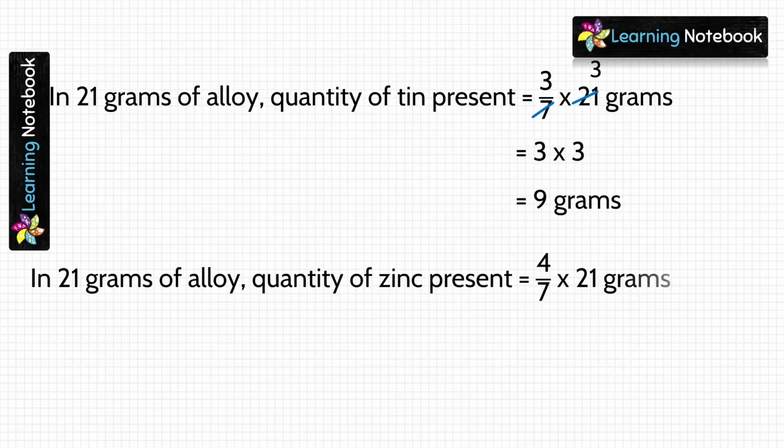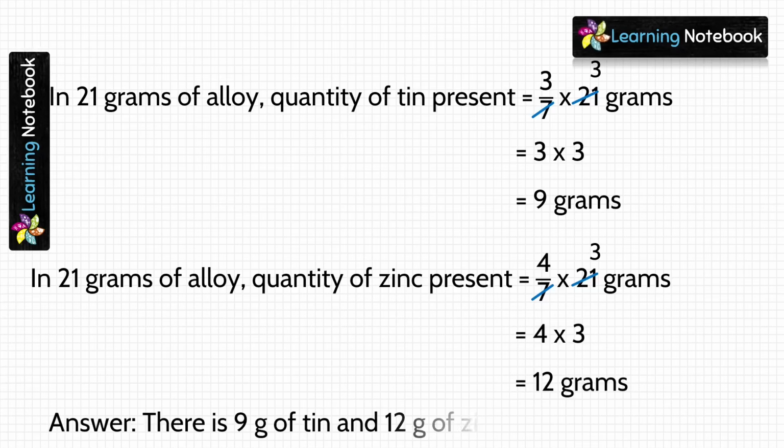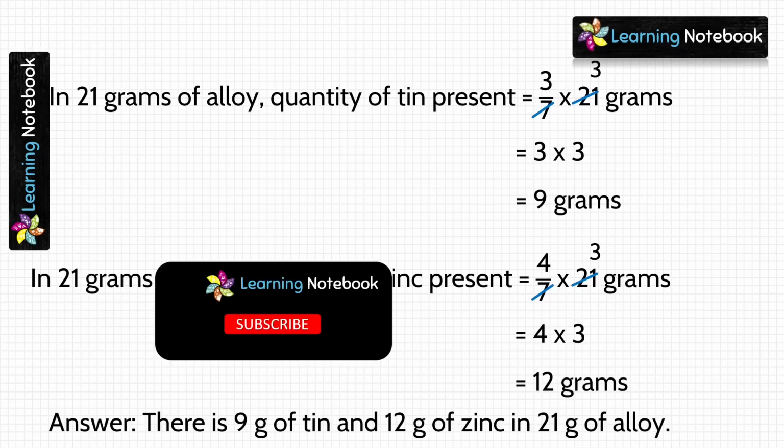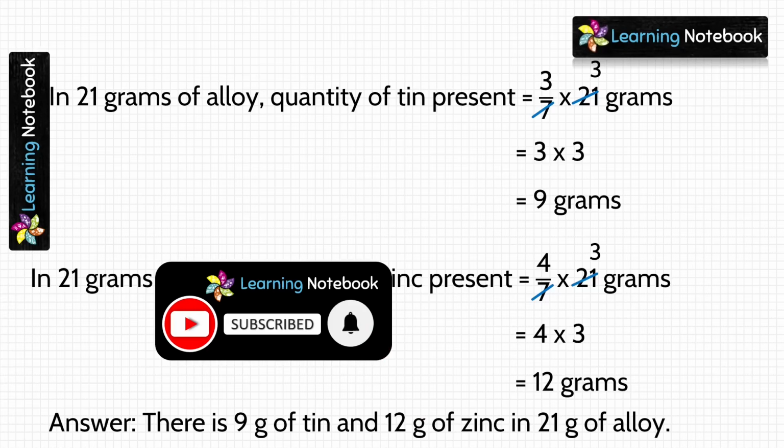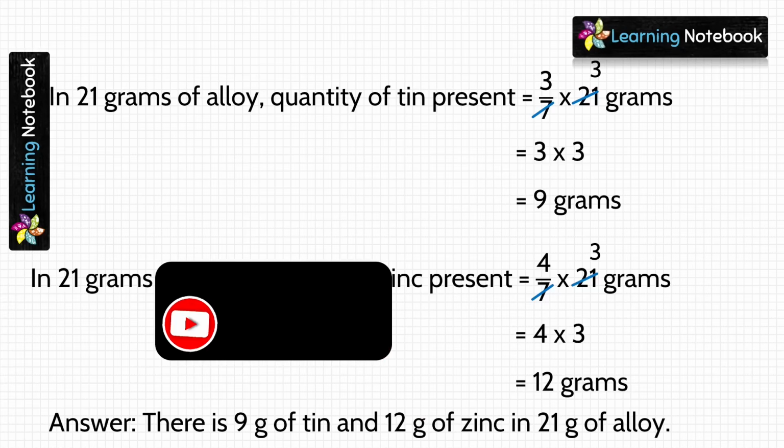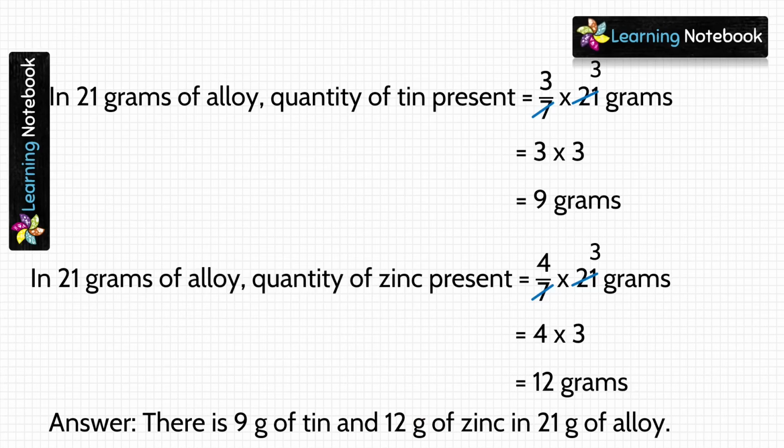Similarly, we have to find the quantity of zinc present in 21 grams of alloy. So let's do 4 by 7 into 21. On simplification, we get 4 into 3, which is equal to 12 grams. So students, we will write the answer statement. There is 9 grams of tin and 12 grams of zinc present in 21 grams of alloy.